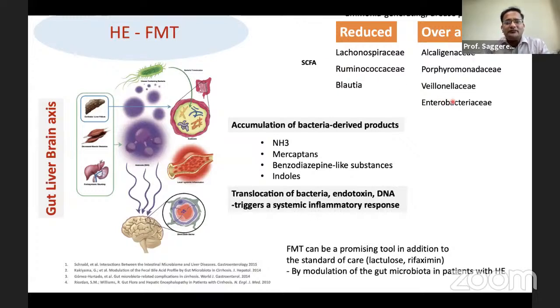And there is also overabundance of the urease producing or ammonia generating organisms in patients with end-stage liver disease. These bacterial products, like ammonia, mercaptans and other things, in addition to the direct bacterial contents, the endotoxins and TNF, directly trigger the inflammatory response and cause astrocyte swelling. They have a crucial role in the pathogenesis of hepatic encephalopathy. Thus, FMT can be a promising tool in addition to the standard of care, which is lactulose and rifaximin, by modulating the gut microbiota in patients with hepatic encephalopathy. Let's see the data we have right now.